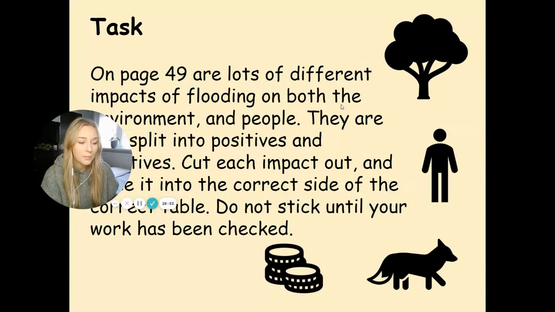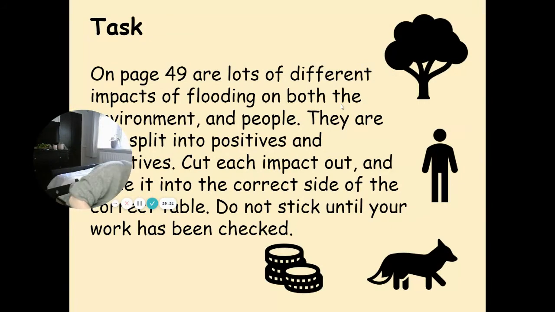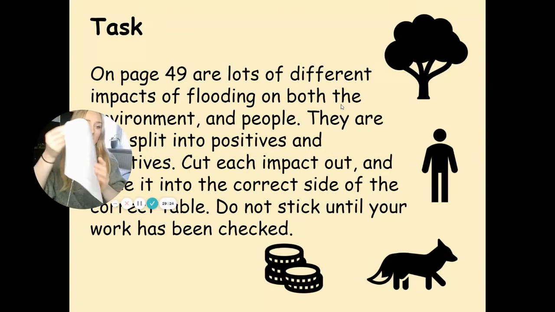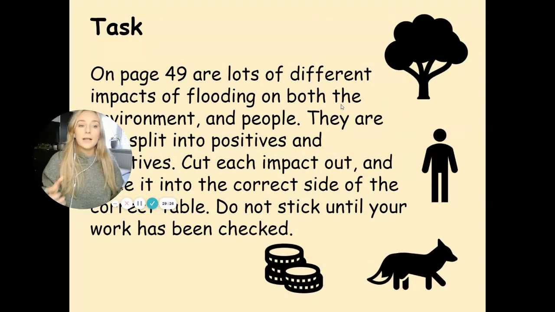So I've said on page 49, there's lots of different impacts of flooding on both the environment and on people. They are also split into positives and negatives. Cut each impact out and place it into the correct side of the correct table below. Now, what that looks like in your booklet, page 49. So like always, if you don't have scissors and glue at home, you can just write these out.